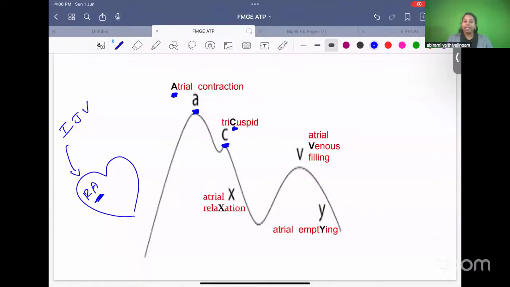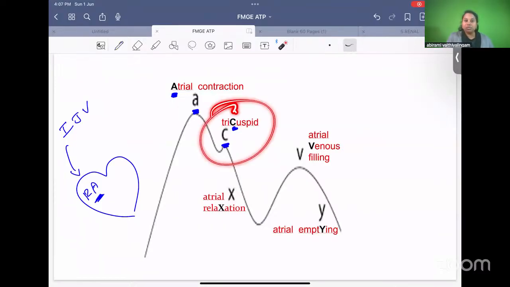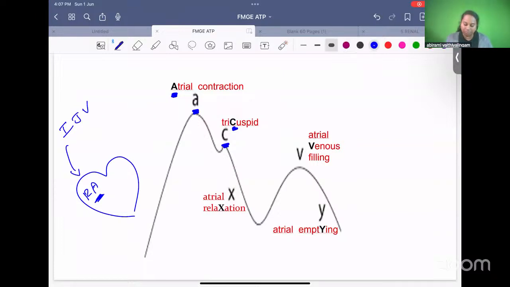Okay. A wave in JVP, A for atrial contraction. When atrium is contracting, A wave. C wave for tricuspid bulge. During isovolumetric contraction phase, when all the valves are closed and the pressure is rising, the tricuspid valve will bulge. So that will result in C for tricuspid bulge.